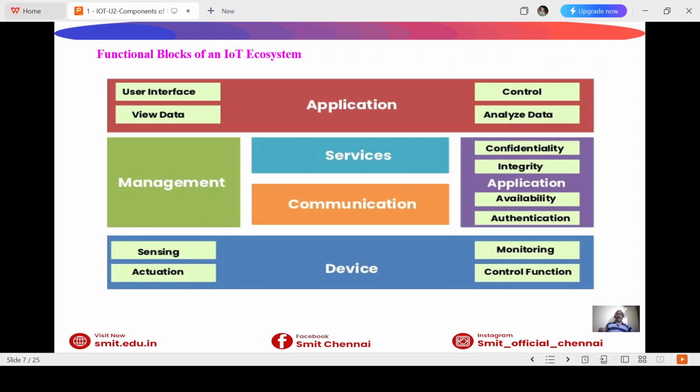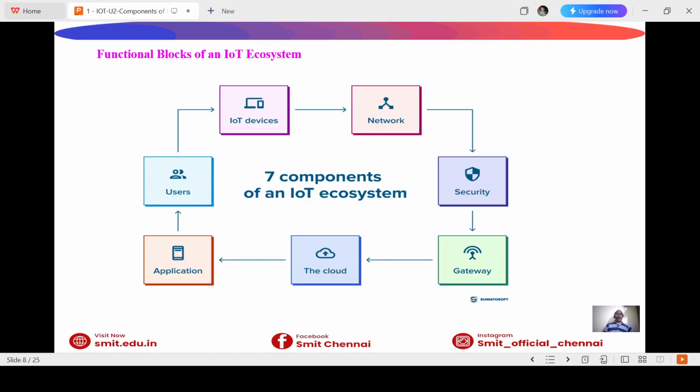And finally, the top layer is nothing but the application layer, wherein every data is being analyzed using some logic, and the data can be either viewed based on the roles, and some users based on their roles can do the control operations also through the use of the user interface, GUI. So this is what it's all about: the function blocks of an IoT ecosystem.